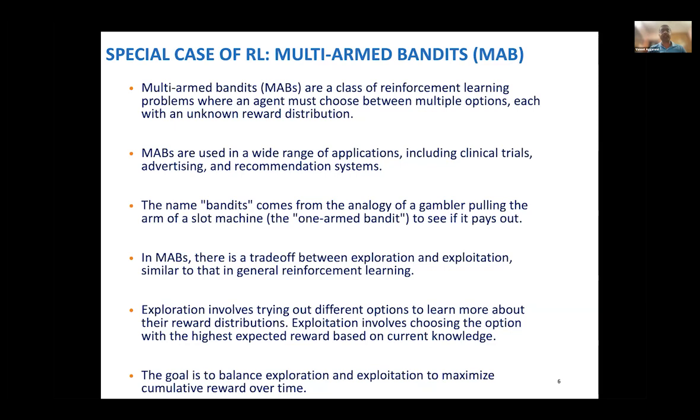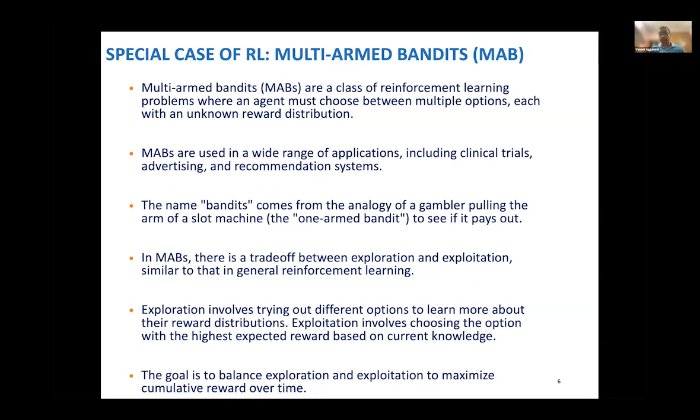The specific term of bandits actually came from an analogy of a gambler pulling the arm of a slot machine. You have a slot machine with multiple options. Which arm do you play? You have to play to figure out how good it is. So you have a trade-off between exploration and exploitation, which is true even in general reinforcement learning. Exploration is you have to try out different options to learn their reward distributions. Exploitation is you have to choose which option is the best. The goal is to balance some form of exploration and exploitation to maximize how much overall reward you obtain in a limited time.